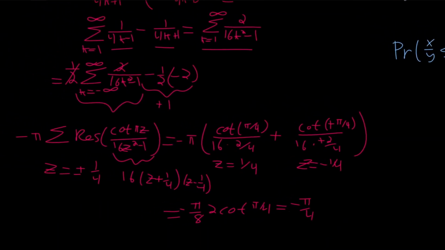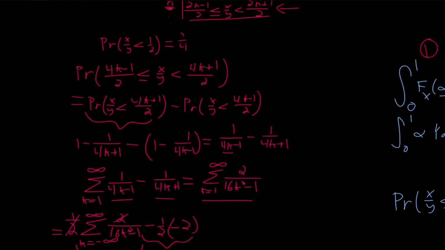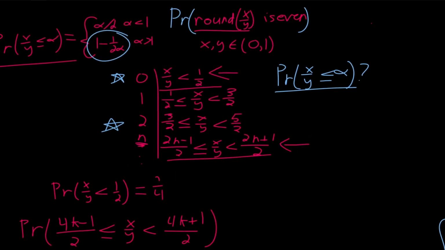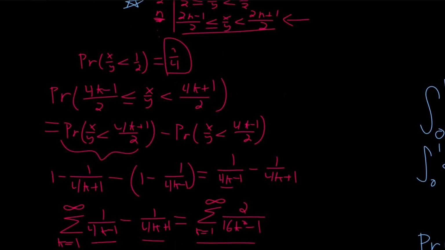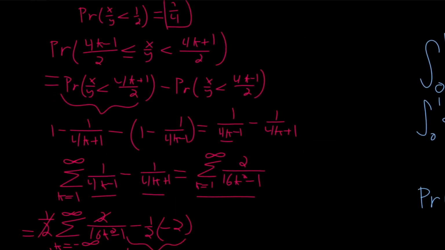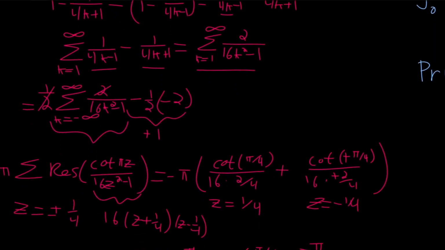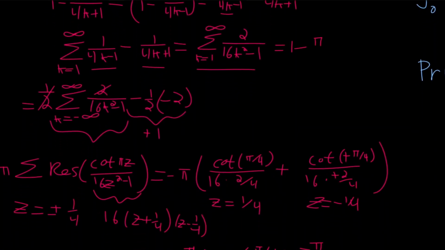So, what do we have all in all? Well, if we have x and y distributed uniformly over the interval 0 to 1, and we round, the probability that it is 0 is just going to be 1/4, right, as we said right here. But we also know that the probability that it is any other even integer that's greater than 0, we know that to be the result of this sum right here, which is just 1 minus pi on 4.